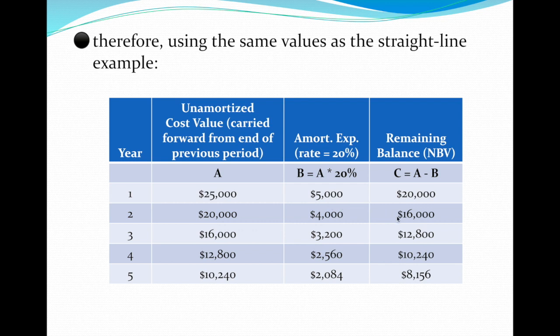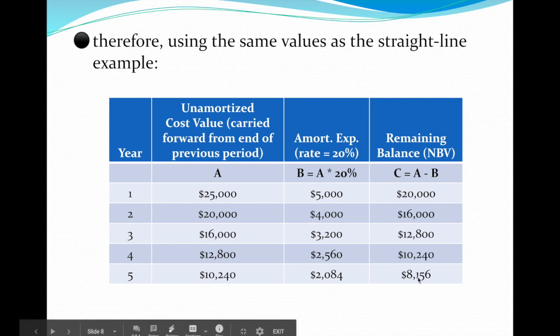And then we take our net book value from the end of the last period, transferred over here. To find our amortization expense for year 3, we take $16,000 times 20%, which is equal to $3,200. Now, $16,000 minus $3,200 is equal to $12,800. So that's our new net book value, which we transfer over here. 20% of $12,800 is $2,560. $12,800 minus $2,560 is equal to $10,240. And then we transfer that over here, and so on and so forth.